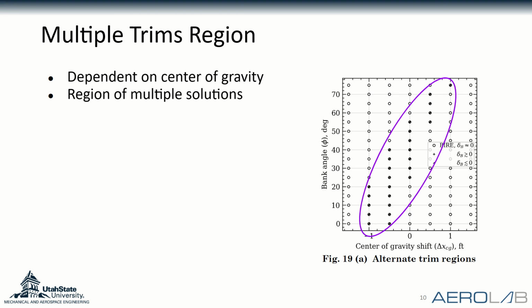The idea here is that it gives us a little bit of an understanding of where we can expect these alternate trim solutions to show up. And we did notice that it tended to be mirrored. For example, if we were to look at negative bank angles, we would see this plot mirror across the x-axis down here. We'd get these alternate solutions where I'm showing my laser pointer.